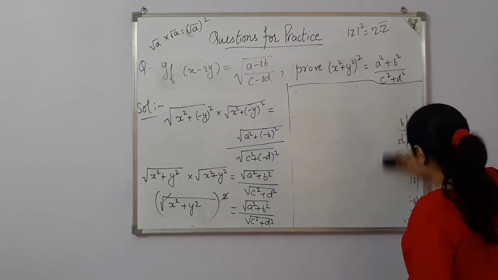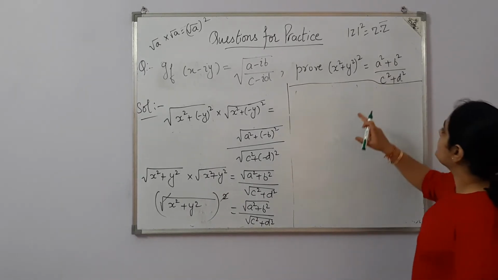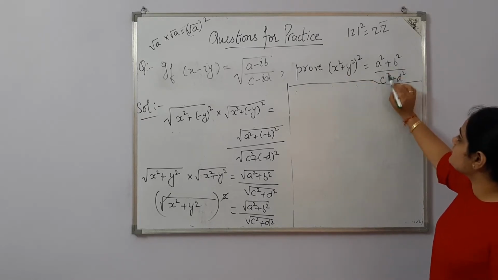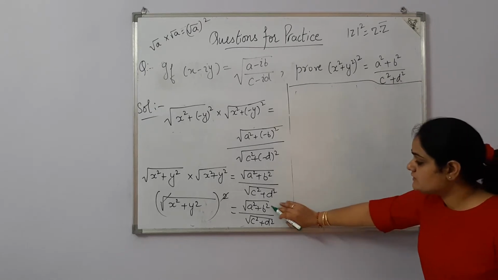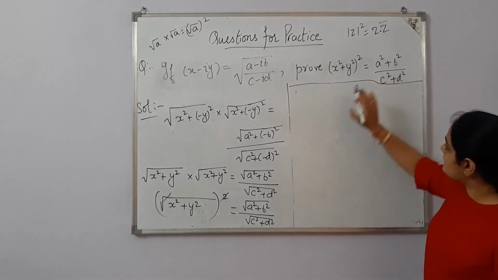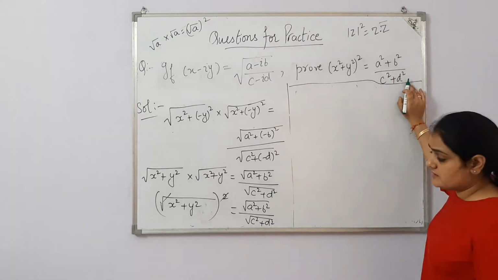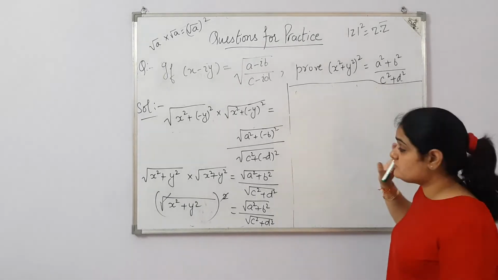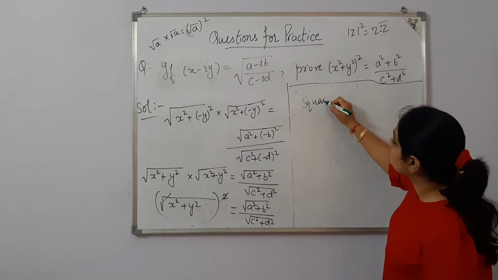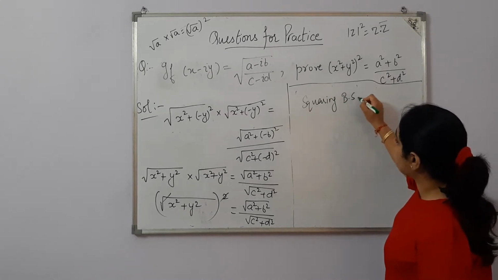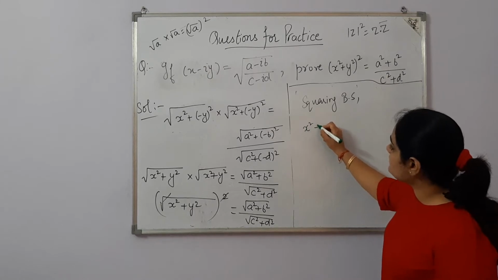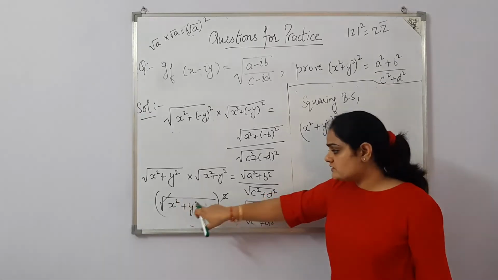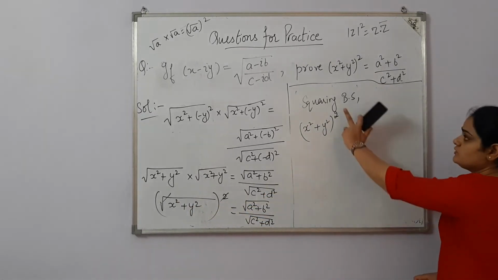Now the last step is, if we look at the right hand side, we need a square plus b square upon c square plus d square. We don't need root. Here root is there, but the rest of the terms are the same. The terms are same, but root is not there. So we just want to cut this root, so we are taking squaring. Squaring both sides. So we took squaring both sides.